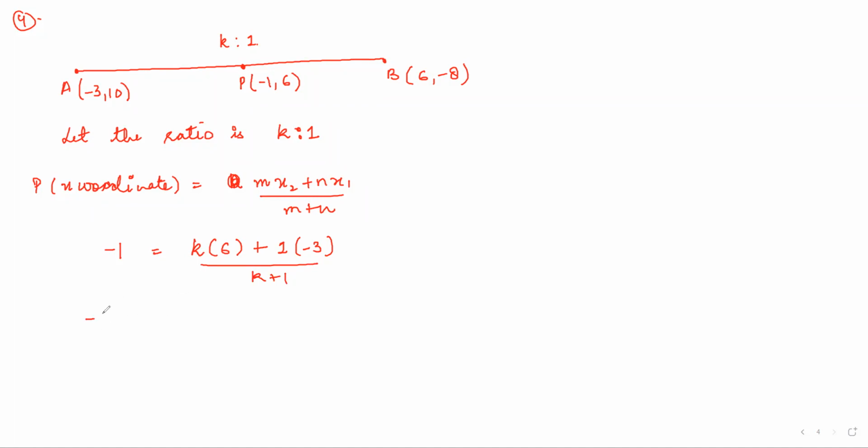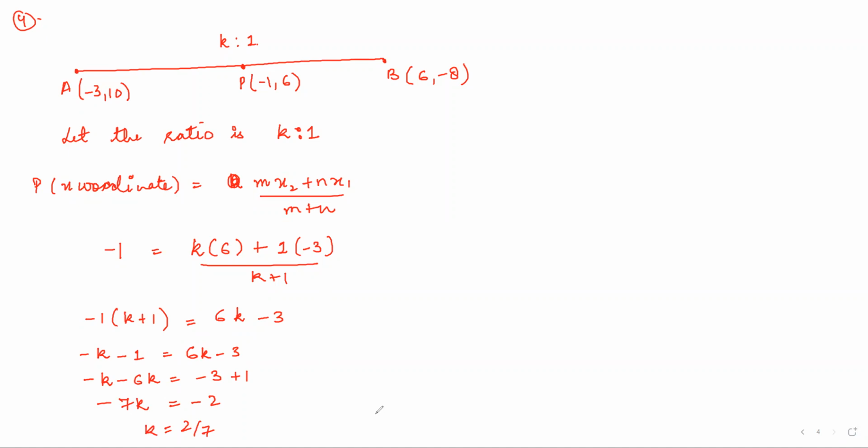Okay. Now cross multiply. So -1 into (k plus 1) is equal to 6k minus 3. Now open this bracket. So minus k and minus minus of 1 is equal to 6k minus 3, right? So bring all the k to one side. So minus k minus 6k is equal to minus 3 plus 1. So minus of 7k is equal to minus 2, right? So minus minus cancel and k is equal to 2 by 7, right? So the required ratio is 2:7.